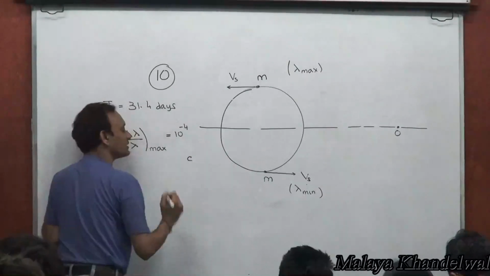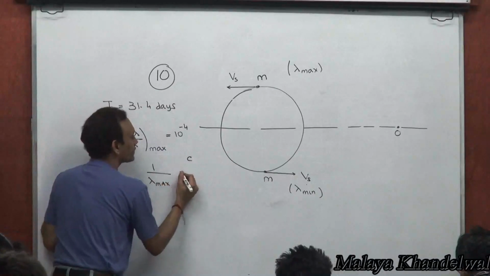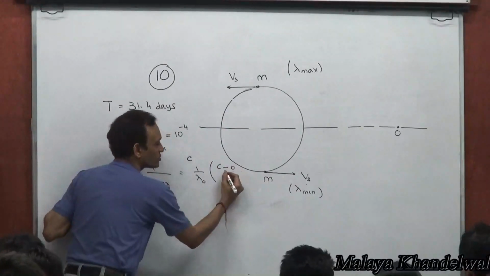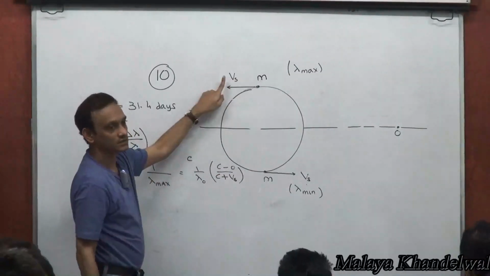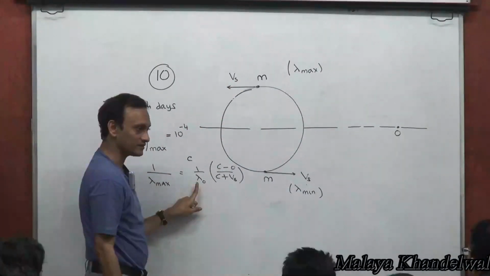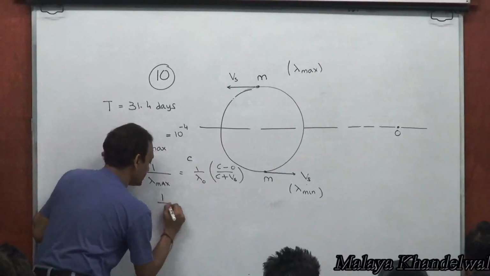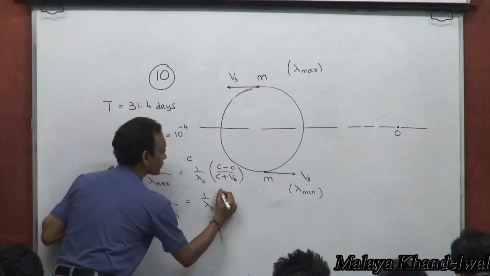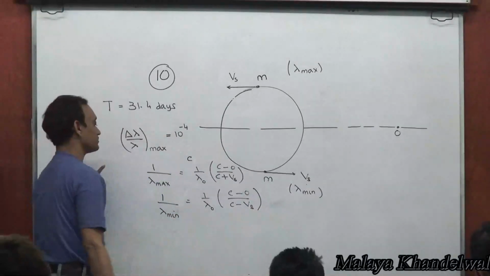C is the velocity of light. So can I say that 1 by lambda max is 1 by lambda naught, (C minus V_O) divided by (C plus Vs), where V_O is the velocity of the observer, here 0. That's lambda max. This is from the observer to source, so minus Vs, so plus Vs. I hope you realize that, right? That's 1 by lambda max. 1 by lambda min is 1 by lambda naught, (C minus 0) by (C minus Vs). That's 1 by lambda min.